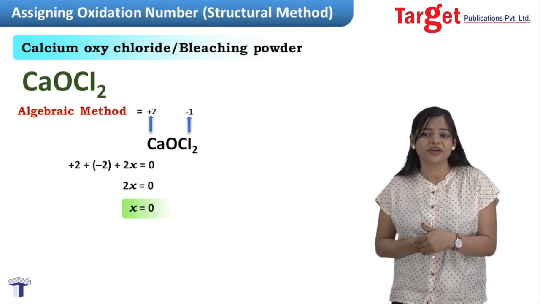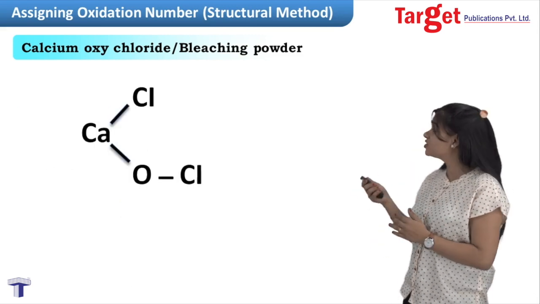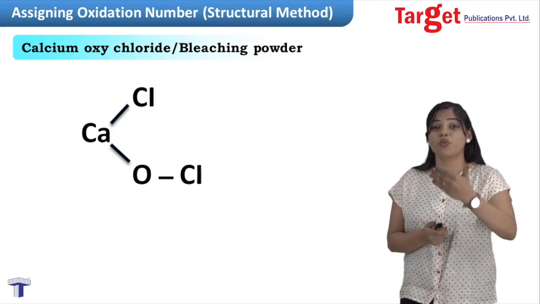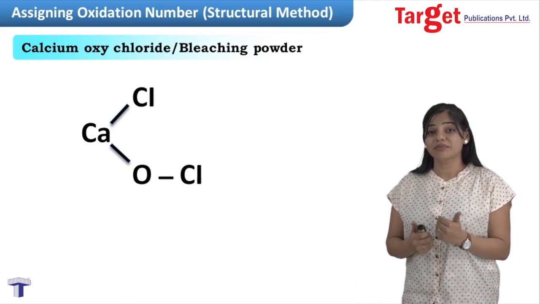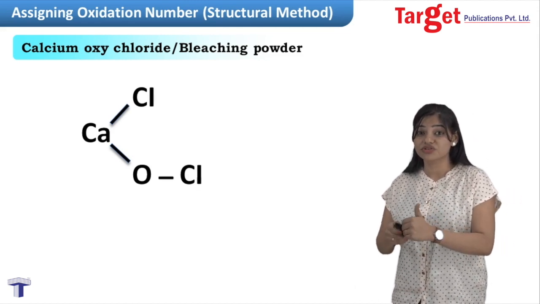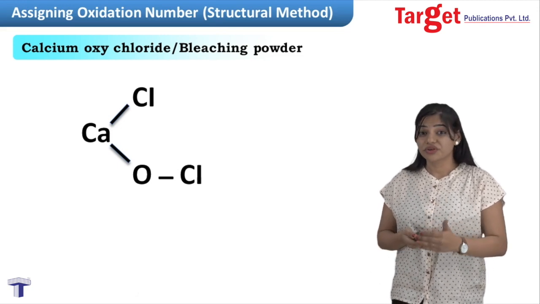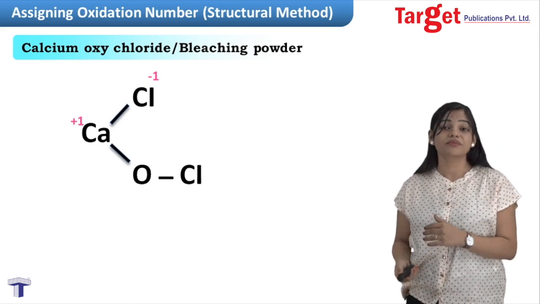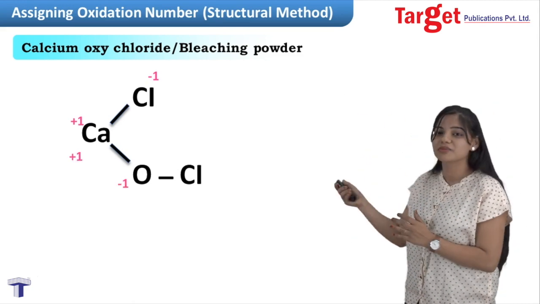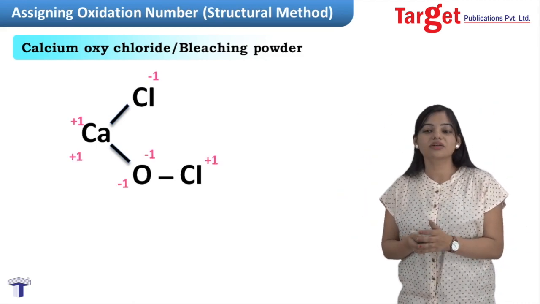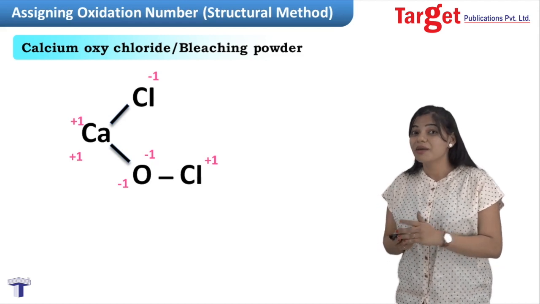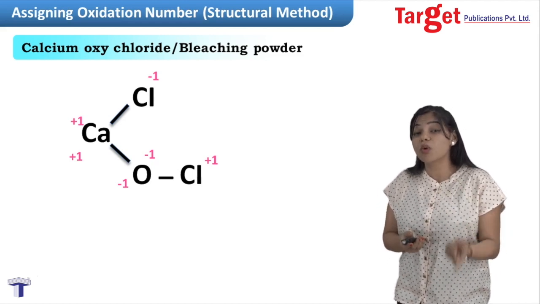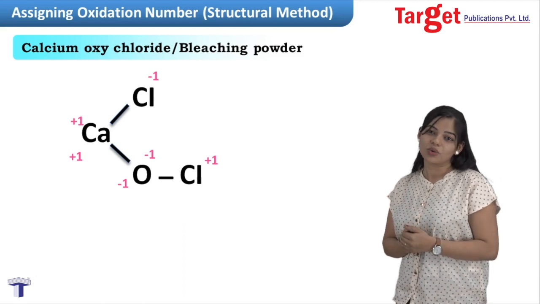Let's see with the help of a structure. So here we have the structure where calcium is attached to one chlorine, and the other side, being divalent, is attached to oxygen and chlorine. So if we denote the numbers, chlorine gets minus 1, calcium gets plus 2, oxygen gets minus 1, and the other chlorine is nothing but plus 1 because oxygen is more electronegative than chlorine.